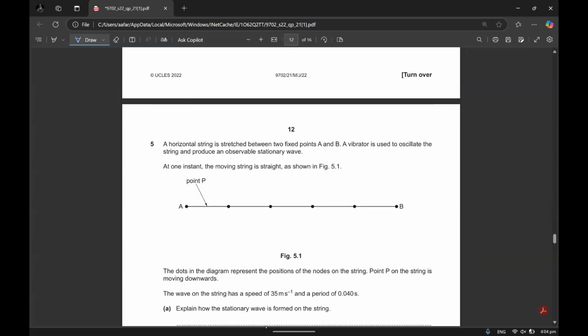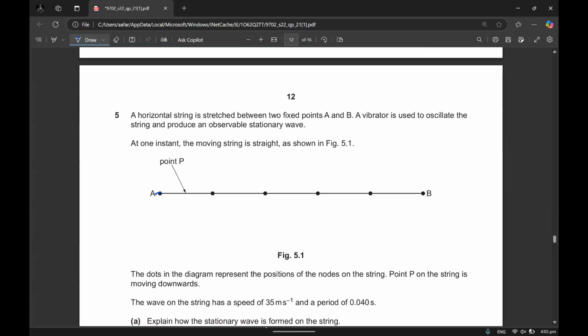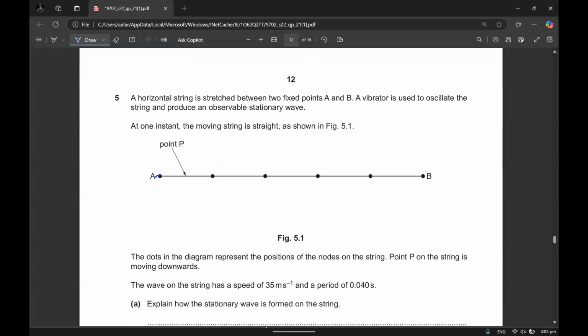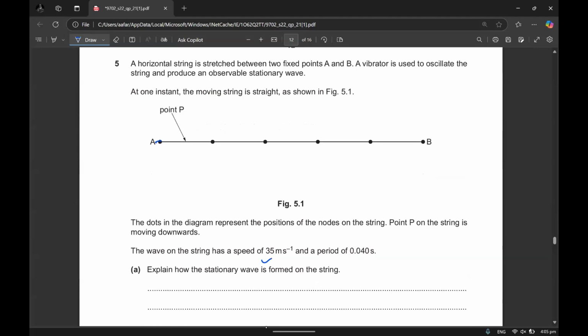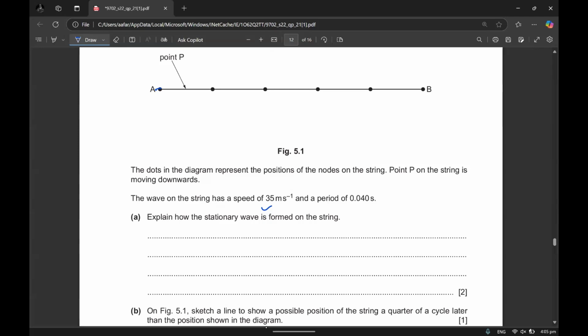Okay. A horizontal string is stretched between two fixed points A and B. A vibrator is used to oscillate the string and produce an observable stationary wave. At one instant, the moving string is straight as shown in figure 5.1. The dots in the diagram represent the positions of the nodes on the string. These are basically nodes, points which do not move. Point P on the string is moving downwards. The wave on the string has a speed of 35 meters per second and a period of 0.04 seconds. Explain how the stationary wave is formed on the string.